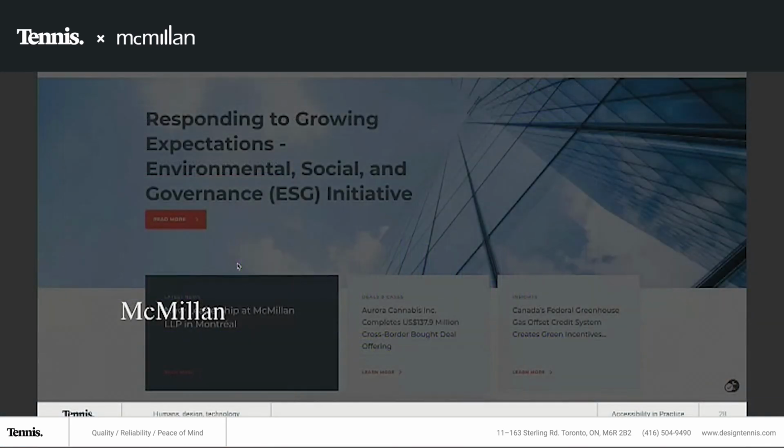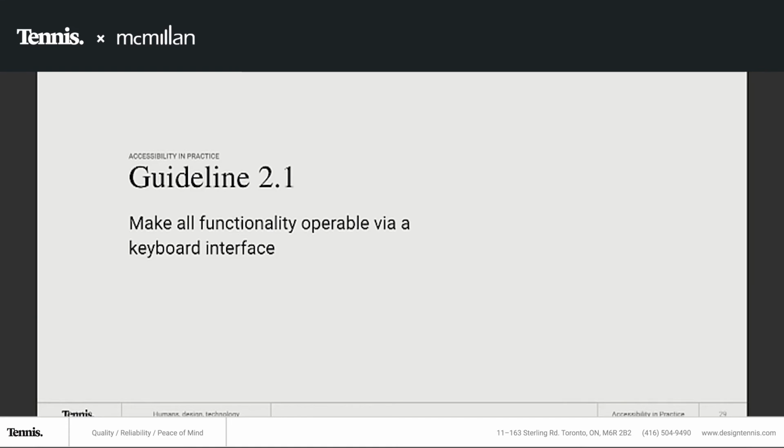All right, so next up, we have the Macmillan website. The Macmillan website also uses an accessibility widget. It's also pretty neat. You'll see that in the example. So for the Macmillan website, we're going to cover guideline 2.1, make all functionality operable via a keyboard interface.